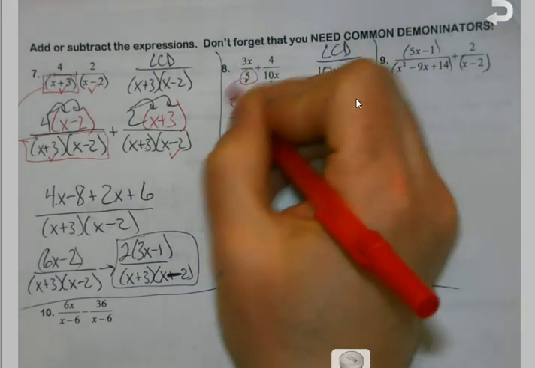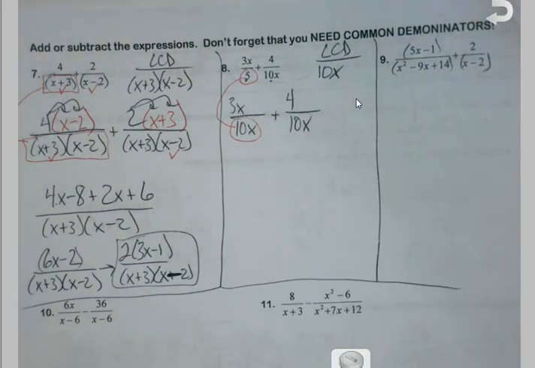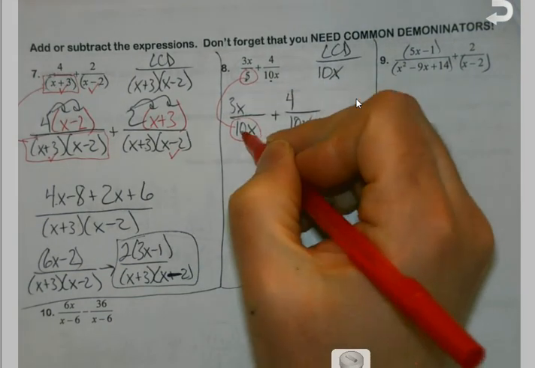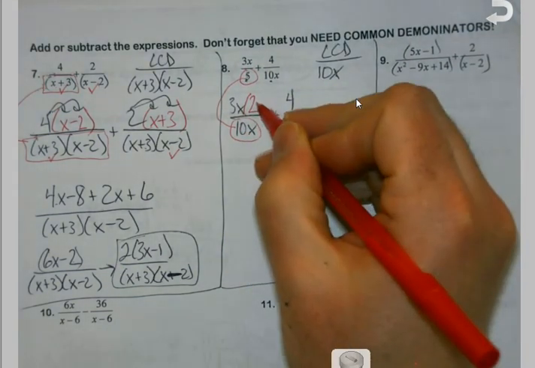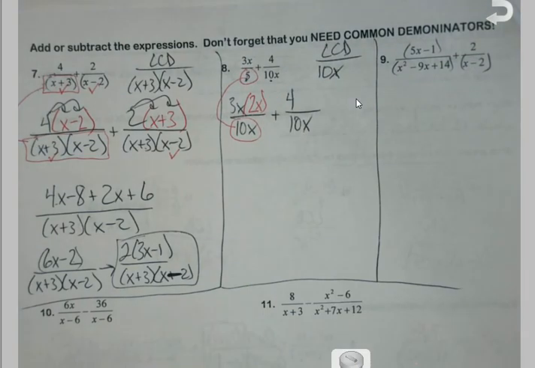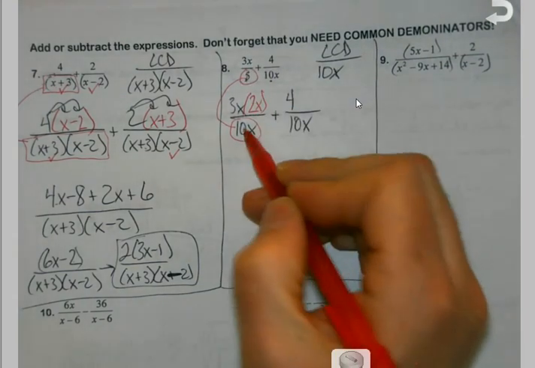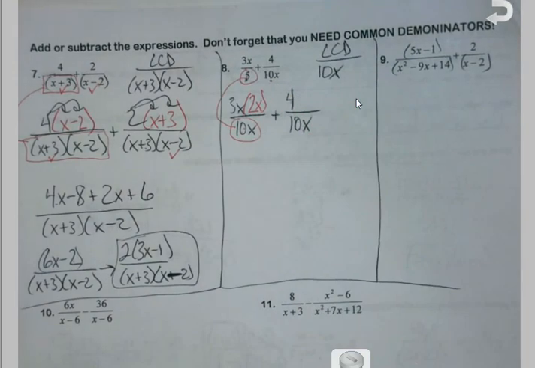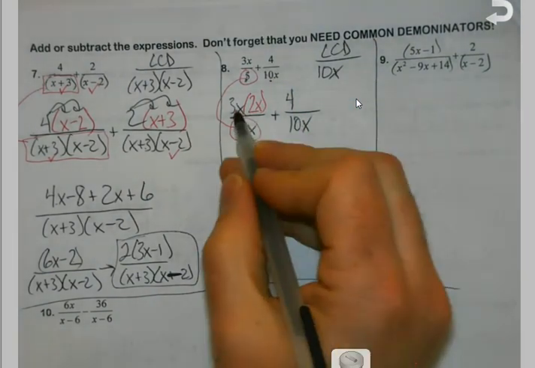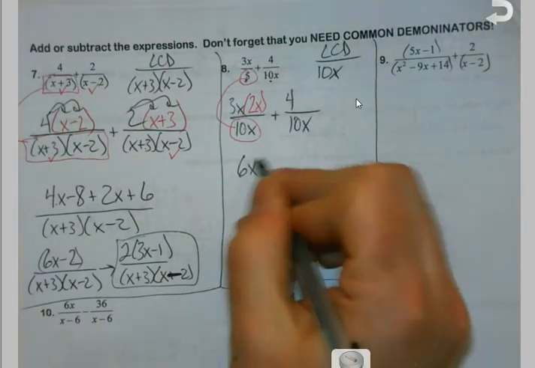How do I get from here to here? 5 times what gets me to 10? 2. And I need the x as well because it wasn't up here originally. So 5 times 2x is 10x. Hey, I got everything I need in the second one, so I don't have to do anything. Okay. So multiply those together.